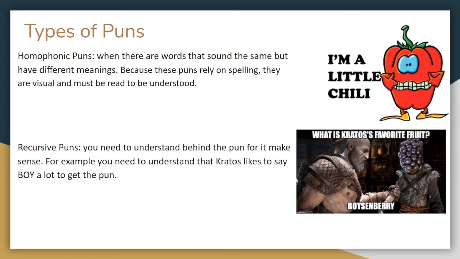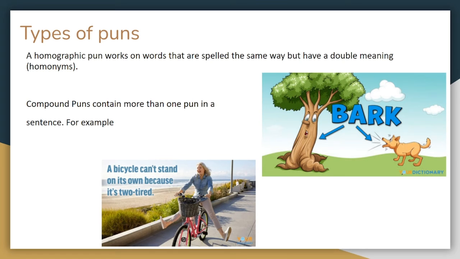And we have recursive puns. You need to understand the pun for it to make sense. For example, you need to understand that Kratos likes to say boy a lot to get the pun. The other types of puns are homographic puns. Homographic puns work on words that are spelt the same way but have a double meaning, or homonyms. For example, what is a dog's favorite tree part? Bark. The next type of pun is a compound pun, and they contain more than one pun in a single sentence. For example, a bicycle can't stand on its own because it's too tired.